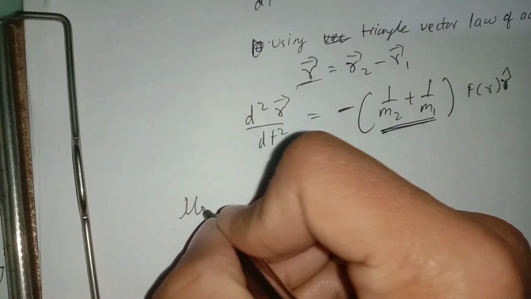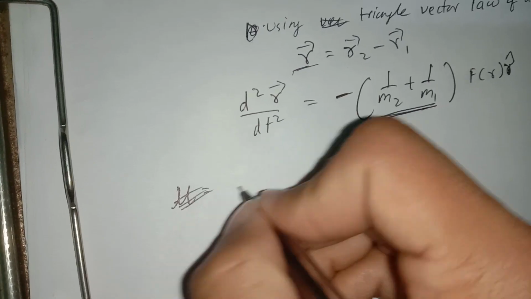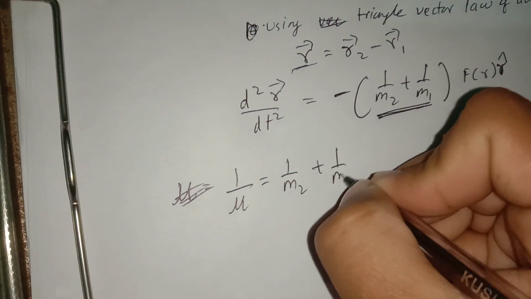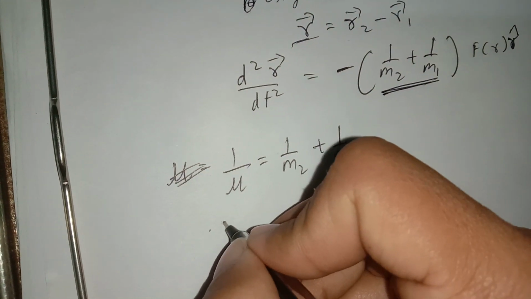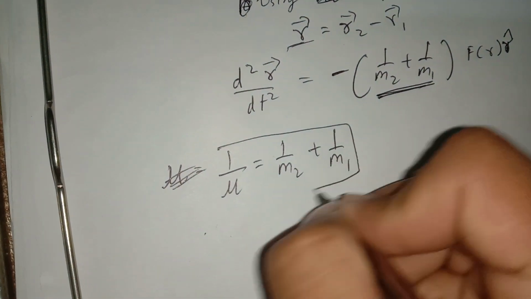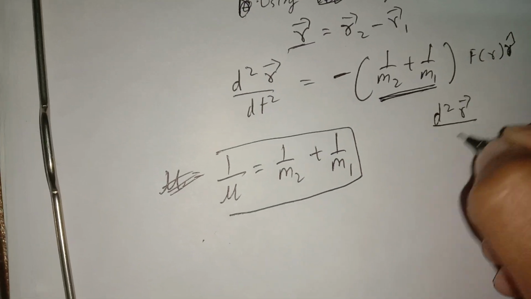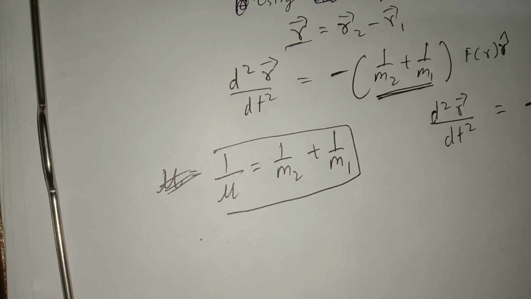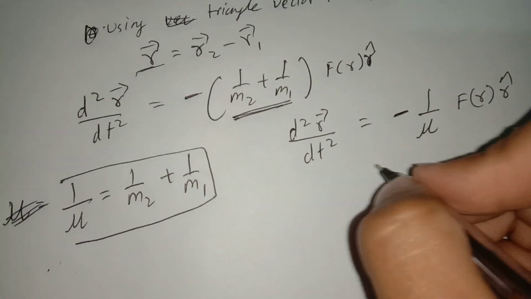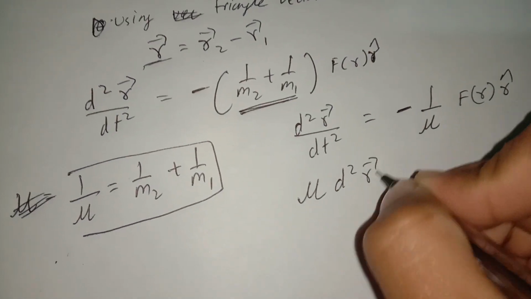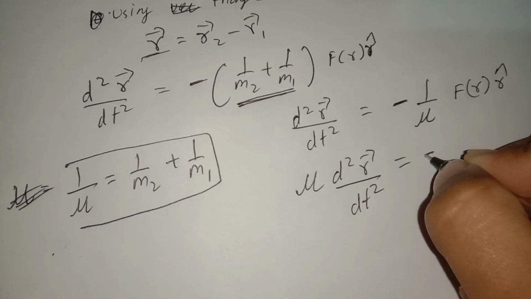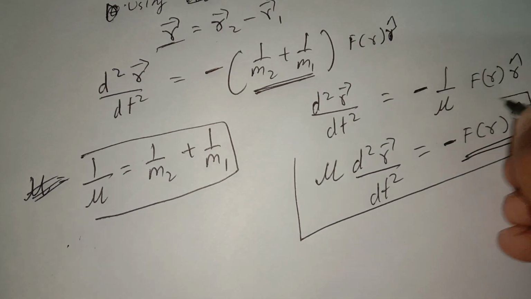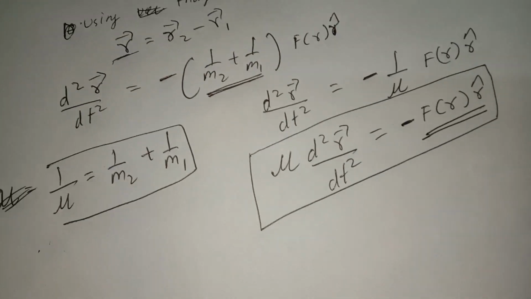So let's take this as mu. Let's take 1 upon mu, so 1 by m2 plus 1 by m1 is equal to 1 by mu. Let's take this aside, and this will be like this, equal to negative 1 by mu times F(r). Now finally mu d square r by dt square is equal to negative of the central force. This is the final derived equation.